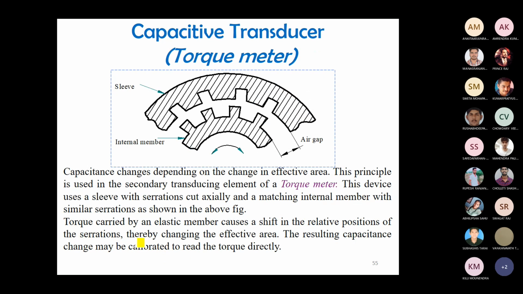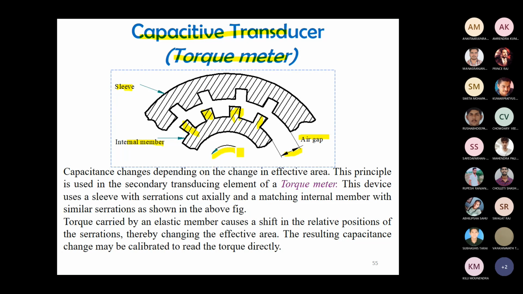So capacitive transducers are there. Here you can see the torque meter. Slips are there, and you can see teeth. Different teeth are there. Teeth of the rotor, and an air gap is there. The internal membrane and slab, both are there. So with the changing of the air gap, definitely the capacitance is also changing.